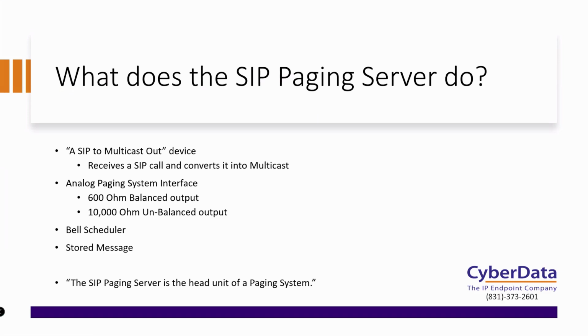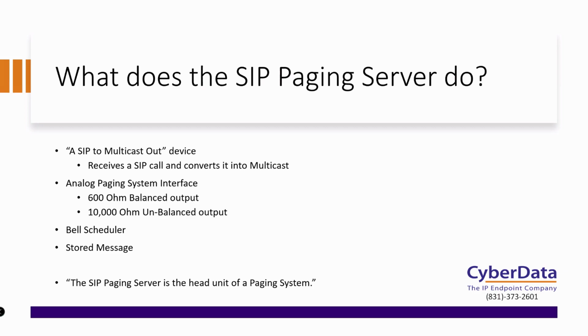The SIP paging server at its base is an analog paging system interface, but it's also commonly referred to as a SIP to multicast out style device, because when it receives a SIP call, it can convert it into multicast. But it can also convert it into an analog signal that can go through a standard analog amplifier, utilizing either the 600 ohm balanced output or the 10,000 ohm unbalanced output. So it gives a lot of flexibility to connect to different analog amplifiers.